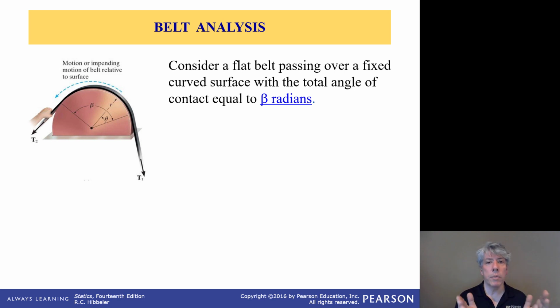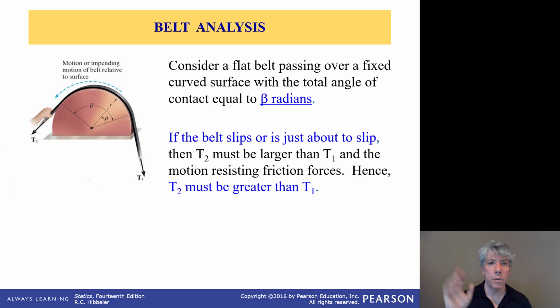So we're going to assume that a flat belt passes over a curved surface with a contact angle equal to beta radians. Now, beta is an angle, but it's measured in radians. It's really important because the equation we use for this absolutely requires radians. If you've got your calculator set in degrees, you need to pause the video right now, go and learn how to set your calculator into radians mode. Hopefully you already know that. If not, pause the video, go figure it out now.